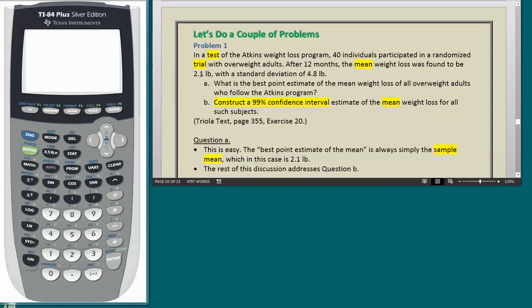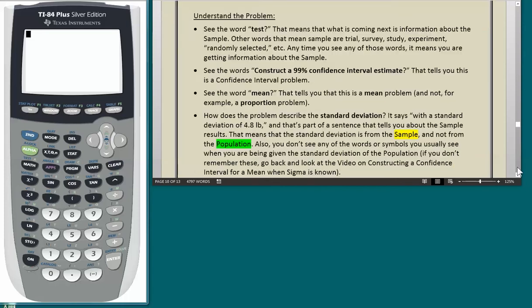So this mean here and this standard deviation, these are from the sample. So it says with a standard deviation of 4.8 pounds. That's part of a sentence because it tells us about the sample results. That means that the standard deviation we're getting there is from the sample and not from the population.